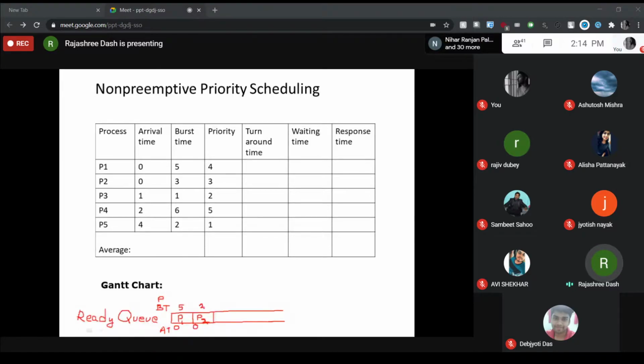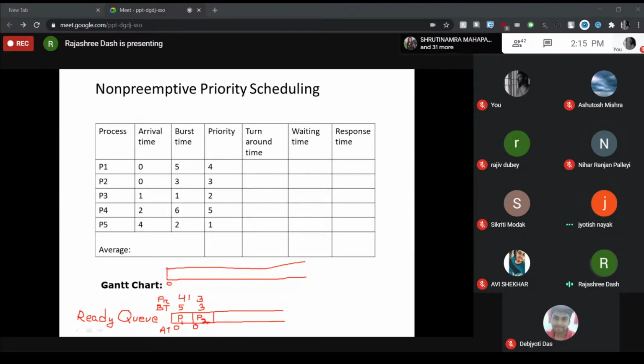Now here I am writing the symbol P or PR for representing the priority. So for P1 the priority given is 4. For P2 priority given is 3. So now tell me which process will be allocated to the CPU. At time 0, what will be the process selected for execution by the CPU? P2.